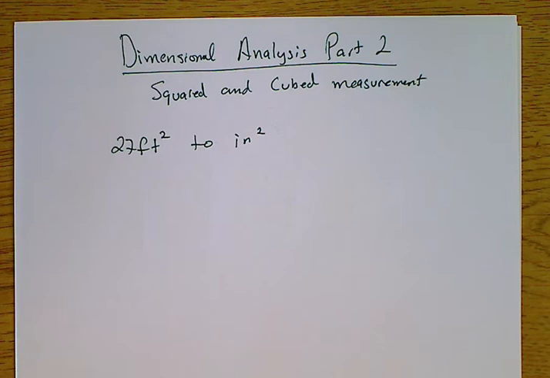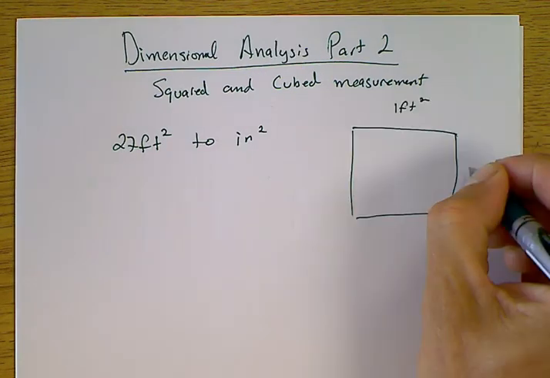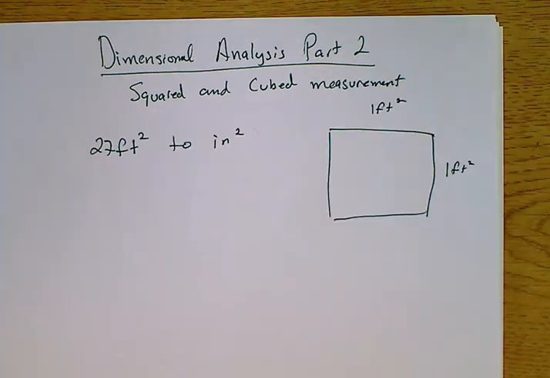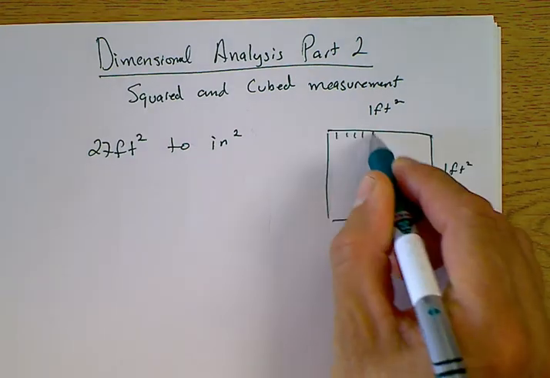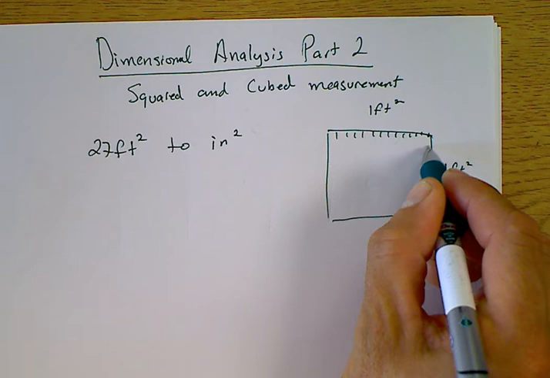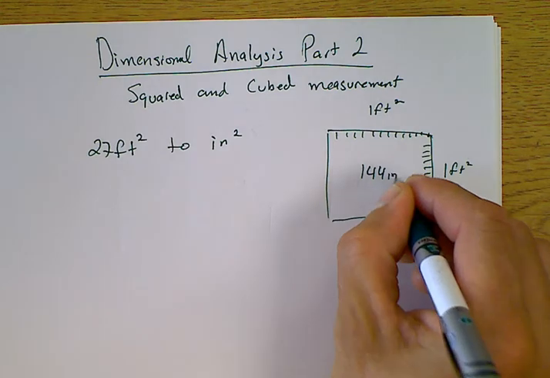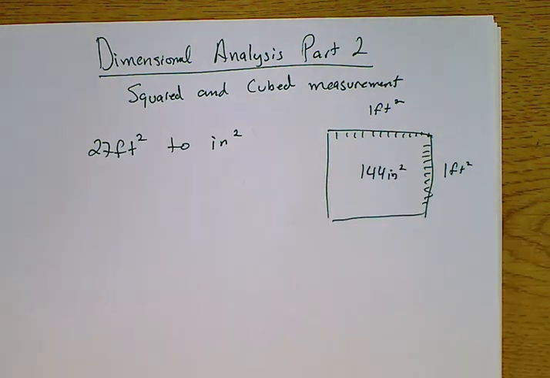Now, when you think about it, if I have something that is 1 square foot, I'm going to go ahead and draw something that is 1 square foot. It's going to be 1 by 1, right? Well, how many inches are in that? We know there are 12 inches in a foot, right? But if I think about this, I got 1, 2, 3, 4, 5, 6, 7, 8, 9, 10, 11, 12 here, and then I'm going down 12 here. Well, what is that? 12 times 12, that's 144 square inches in the 1 square foot.